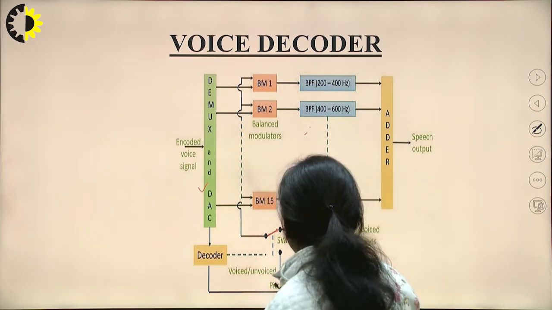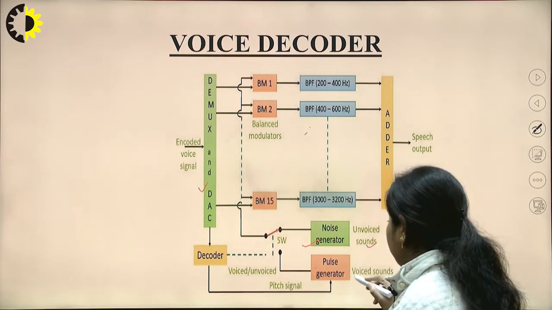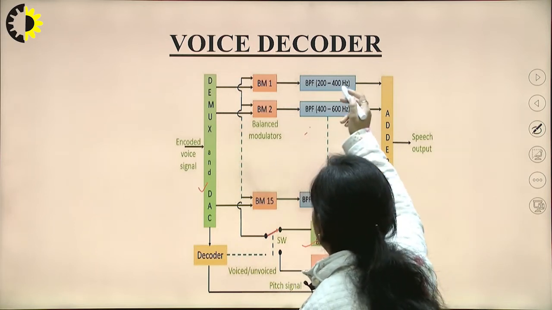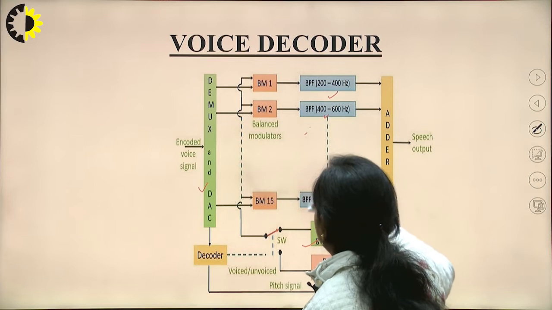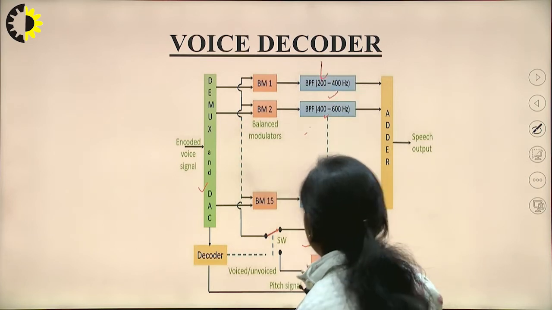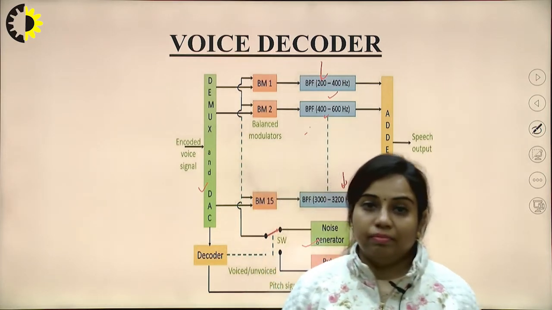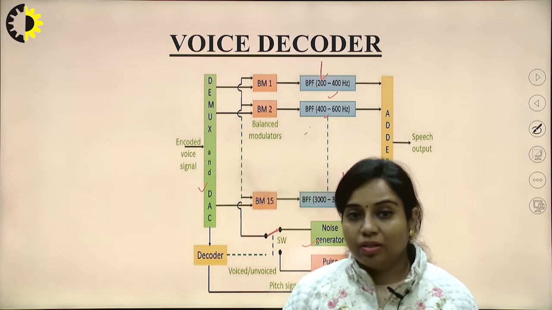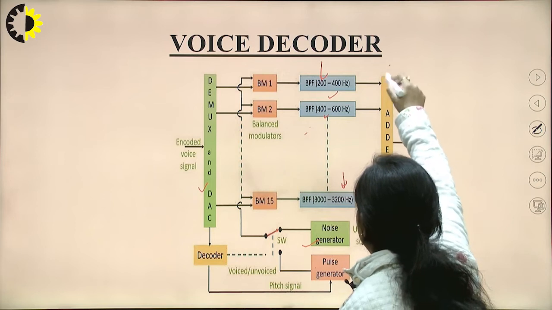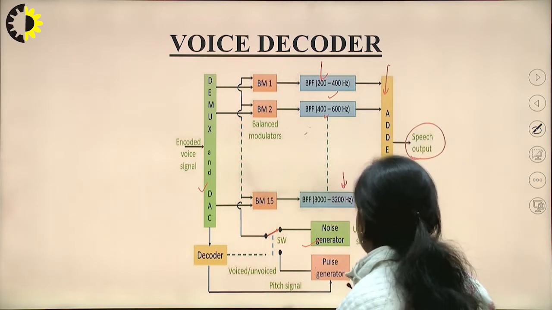noise generator and pulse generator. In case of the noise generator, unvoiced sounds will be used, and in case of the pulse generator, voiced signals will be used as an input to the balance modulator. At the output of this balance modulator, there will be a bandpass filter which again varies from 200 hertz to 3200 hertz with a bandwidth of 200 hertz. So 15 balance modulators are required, the same number that we used at the transmitter side. Now these are added together at this adder, and then the speech output signal will be there.